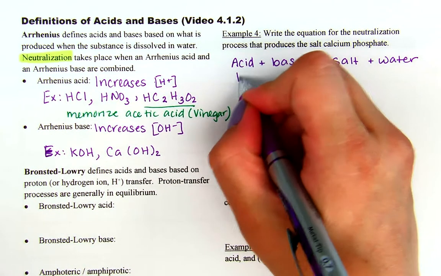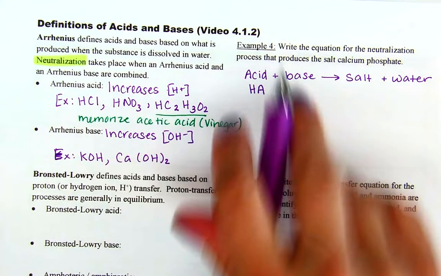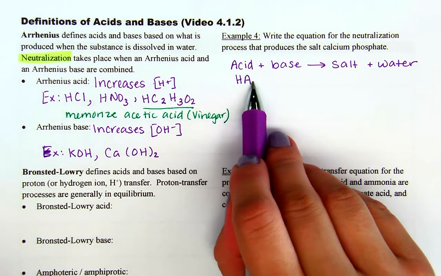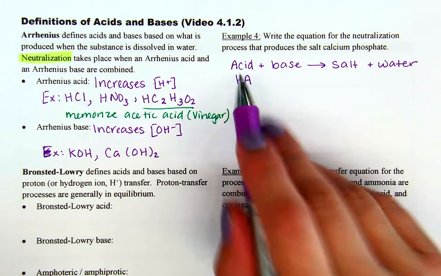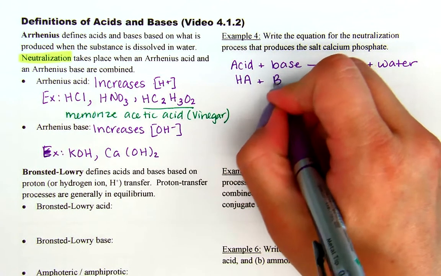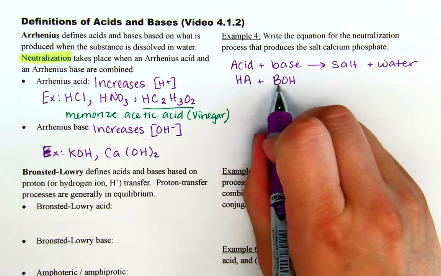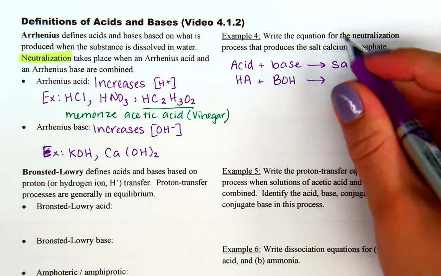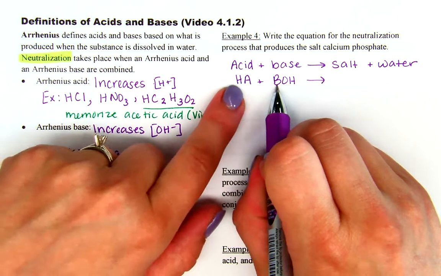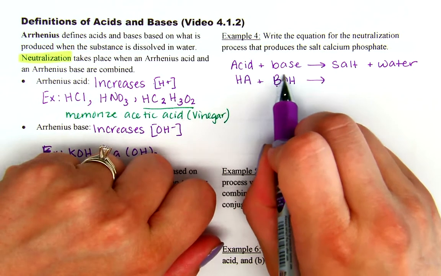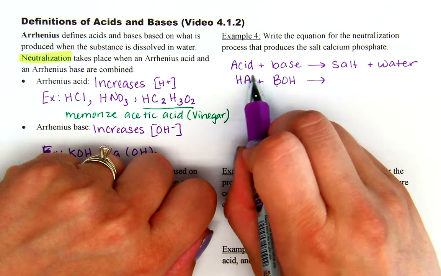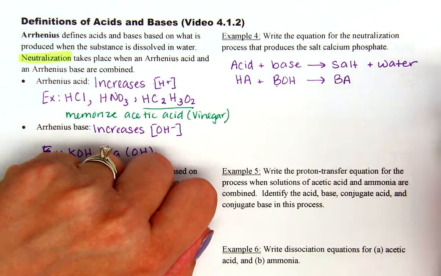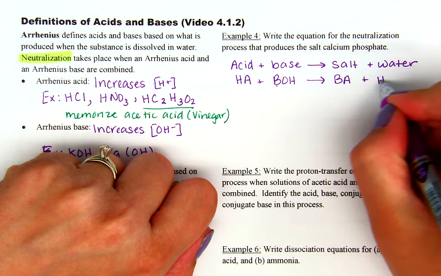So I'm going to abbreviate this. HA is going to be my generic acid equation. So H for hydrogen ion, and A is going to be the anion. So HA plus BOH, so the base, the positive part of the base, and of course the hydroxide anion, goes to BA. So this B is positively charged because that's negative. This A is negatively charged because that's positive. So the salt is going to be BA plus H2O.